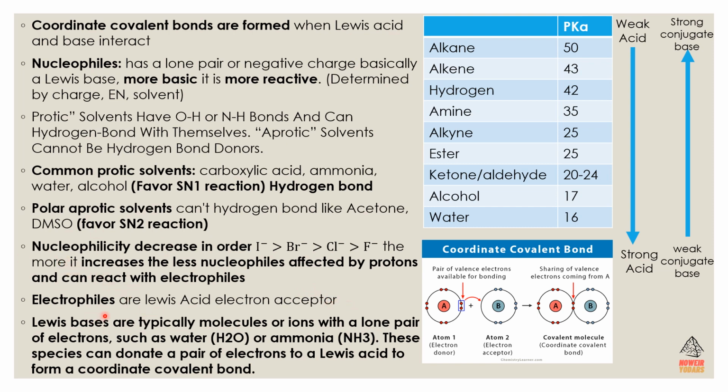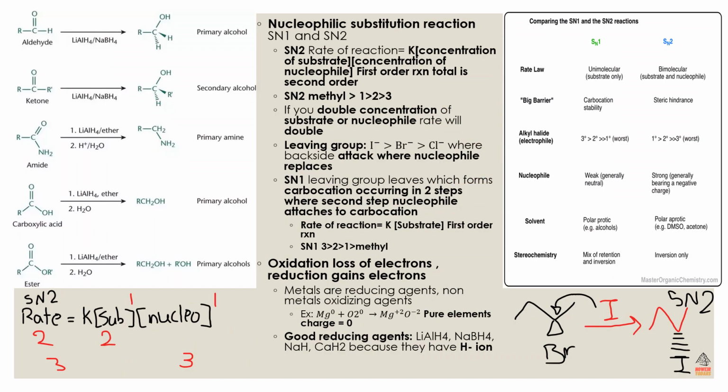Electrophiles, as I was saying, are Lewis acids, electron acceptors. So these like to accept the electrons that the nucleophiles are donating. And these are the structures we're going to be seeing very shortly.